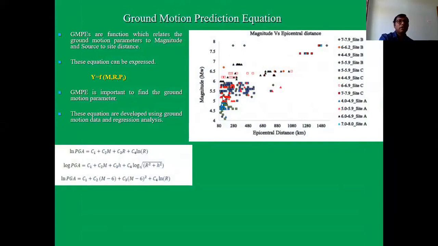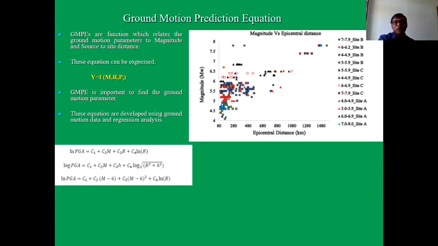These are the ground motion prediction equations that we have used, which are a function of magnitude, distance, and site effects. We have not considered site effects here, only magnitude and distance as path effects. Site effects we have considered separately through ground response studies. Here are the typical equations for estimating the expected PGA. These were proposed by others using multiple regression techniques, and these equations have been used.